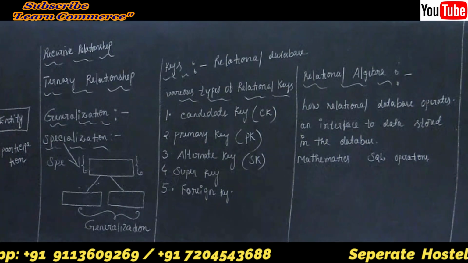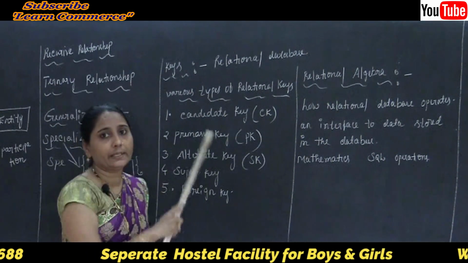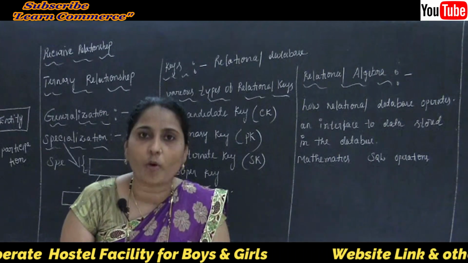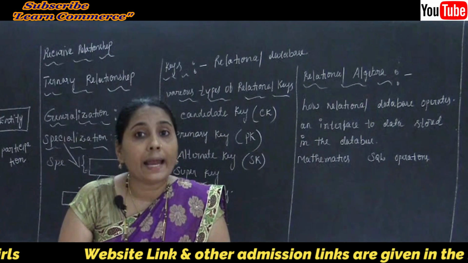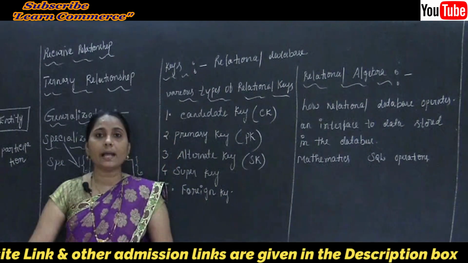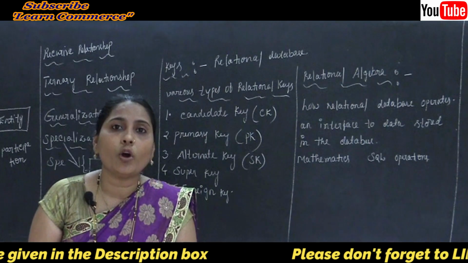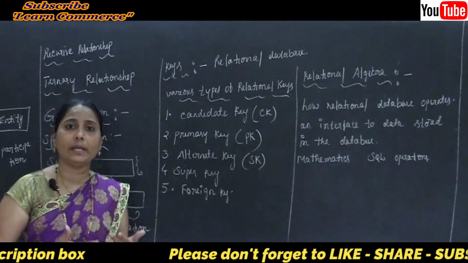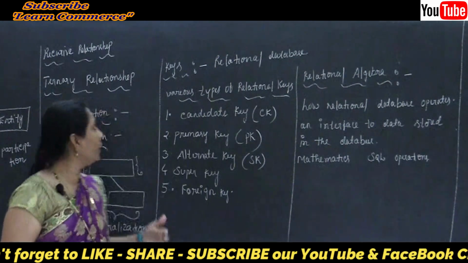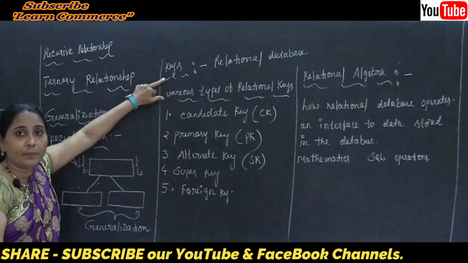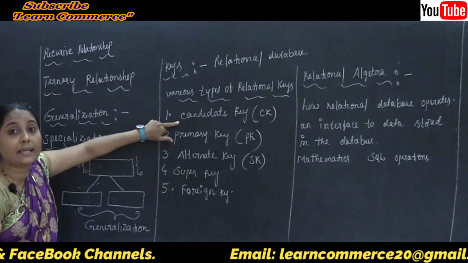Now I am going to start with the first key, which is called the candidate key, and the short form of candidate key is CK. Clear? CK, candidate key. So the candidate key is any set of one or more columns. Whatever meaning I gave for keys, the same meaning and the same answer applies to our candidate key.